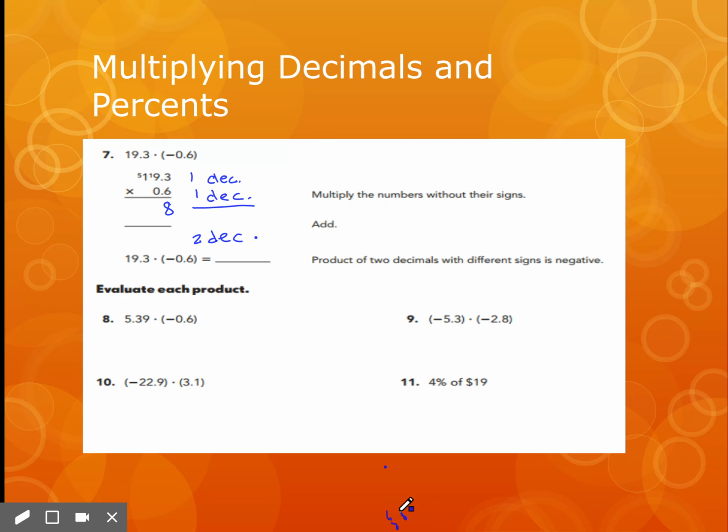6 times 9 is 54, plus 1 is 55. So I write my 5, and they already carried that other one. And 6 times 1 is 6, plus 5 is 11. I don't need to multiply that 0 through, so my answer is 1,158. And now I'm going to put my decimal back in 2 places. So my answer is, I know it's going to be negative because I have a positive times a negative. It's a negative 11.58.